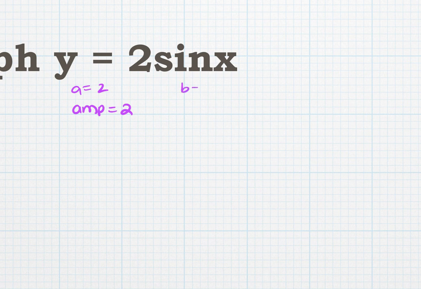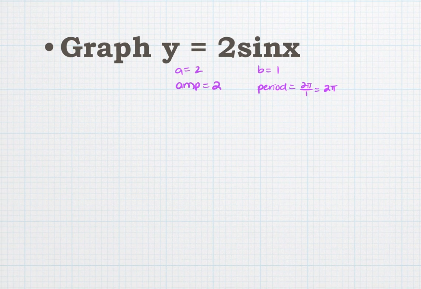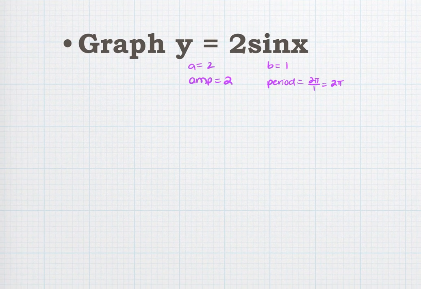The B is what's in between the trig function and the x. What's there? A 1, which means the period is 2 pi over B, or 2 pi over 1, which is 2 pi. There is no phase shift. If we add or subtract something in here, there's going to be a phase shift. We're going to get to that in a little bit.